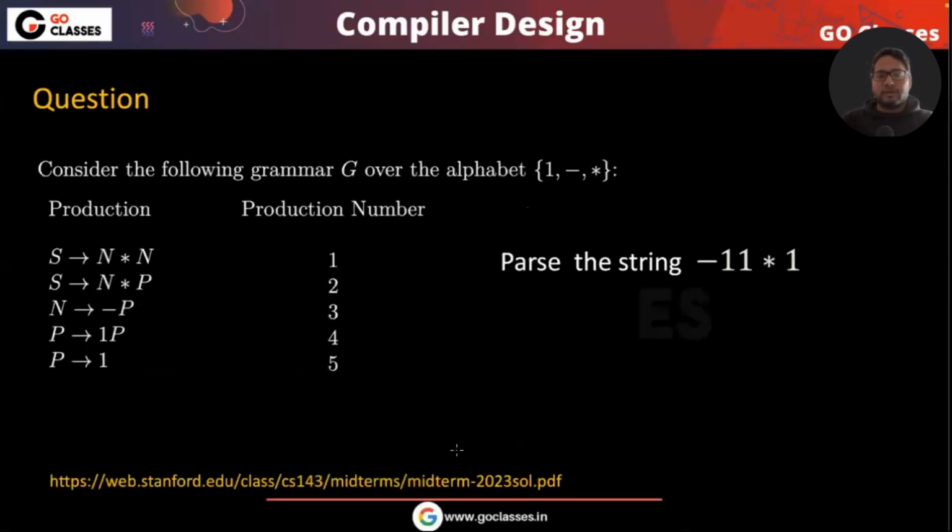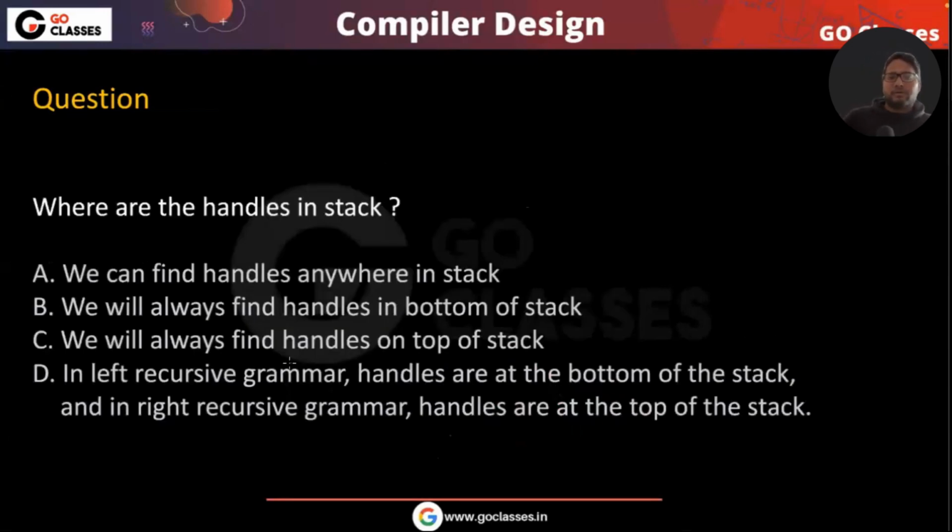Great. Now I hope you understood this. Maybe you can parse this as homework. I think I've given you enough examples of how the stack is working. Now let's solve this question: where are the handles in the stack? We can find the handle anywhere in the stack. We can find the handle at the bottom of the stack. We will always find the handle at the bottom of the stack. We will always find a handle on the top of the stack. In left recursive grammar the handle is at the bottom of the stack, and in right recursive grammar the handle is at the top of the stack. It doesn't matter what type of grammar it is, right? It doesn't even matter. So basically the handle is always on top of the stack.